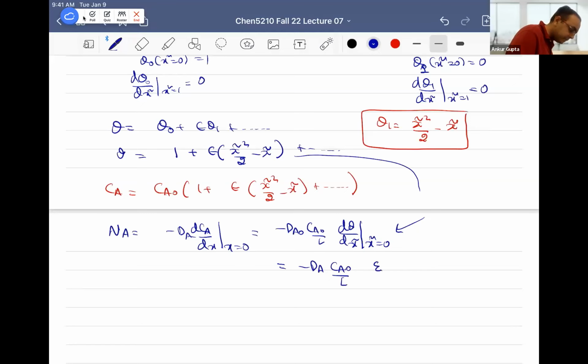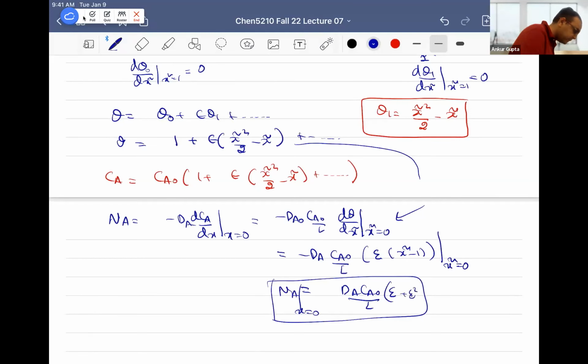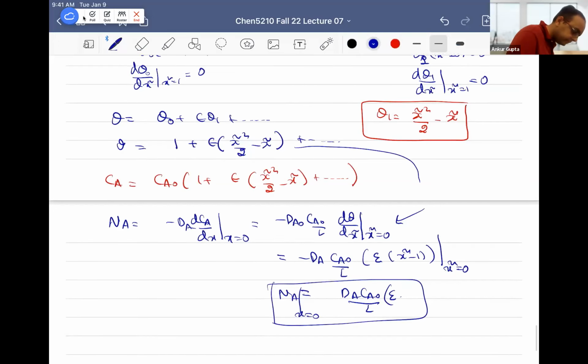And so you can use this and you can convince yourself your answer will be epsilon into x. Just make sure, yes, that's correct. And so you'll get D C_A0 by L times epsilon. This is your N_A at x equal to 0. And then there are some higher-order terms, obviously, which we haven't calculated. So I just want to mention that you can also get the flux.